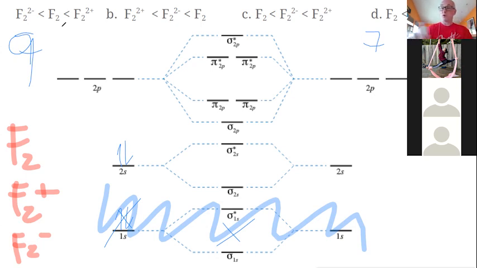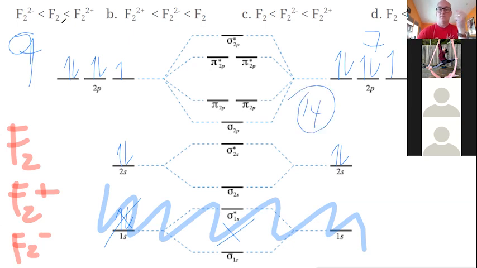Remember, only valence electrons are involved in bonding. So I've got 1, 2, and I've got 5 left. Where do my next 5 go? 2 on 2px, 2 on 2py, and 1 on 2pz. 1, 2, 3, 4, 5. So now I'm going to start making molecular orbitals out of these. I've got a total of 14 electrons to fill in here.